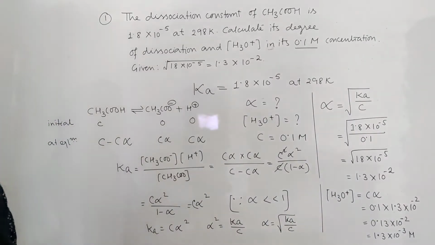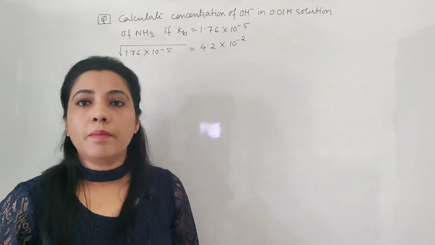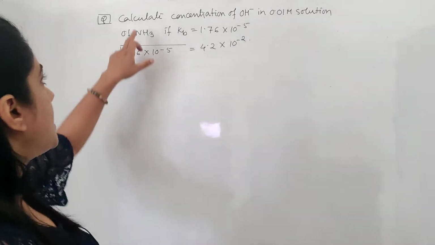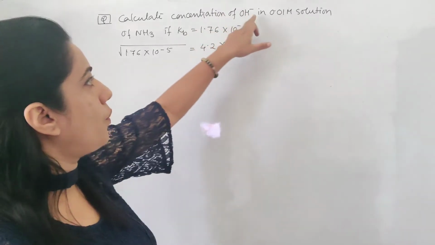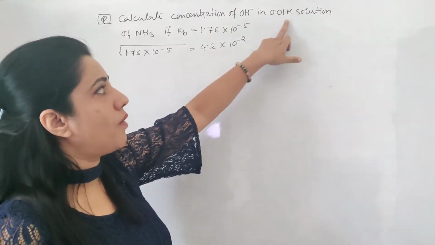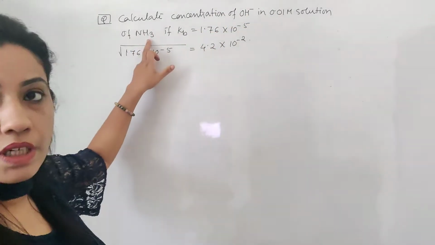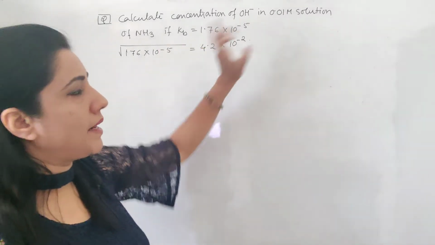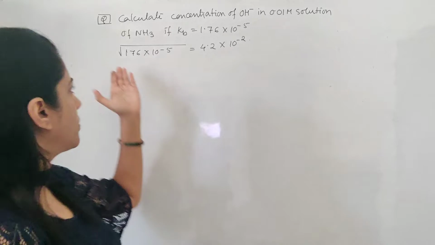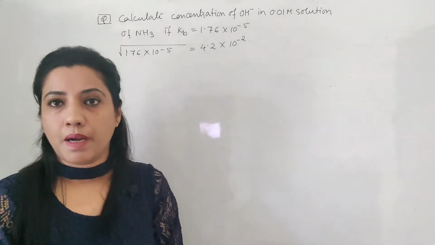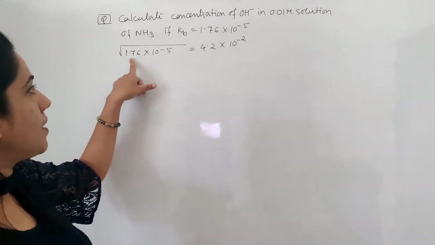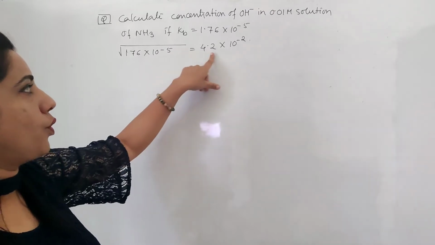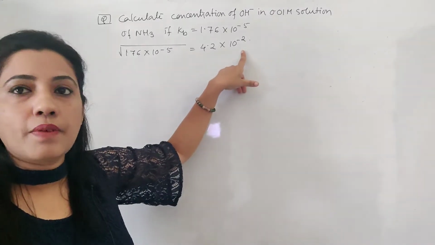Please copy it down. Let us solve another numerical based on the same concept. They are saying calculate concentration of OH minus in 0.01 molar solution of NH3 if the Kb value is 1.76 into 10 raised to power minus 5. And there is something given so that the calculation becomes easy. So under root of 1.76 into 10 raised to power minus 5 is 4.2 into 10 raised to power minus 3. This is given to you.